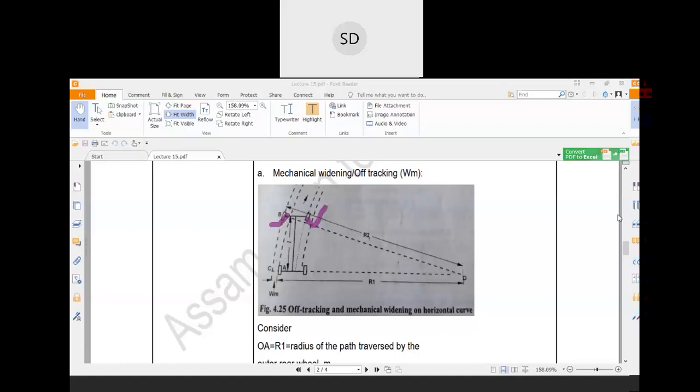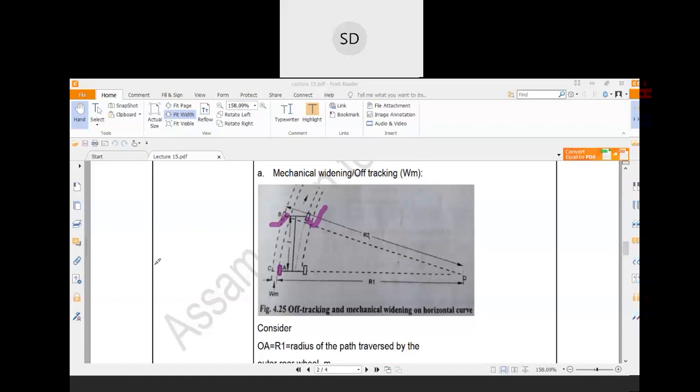Then R1 is the radius of the path traversed by the outward rear wheels. This is the outer rear wheels. So R1 is the distance of that path traveled by the outward rear wheels. So your extra widening is basically the gap between R1 and R2. If you consider extra widening as Wm, your Wm would be R2 minus R1.